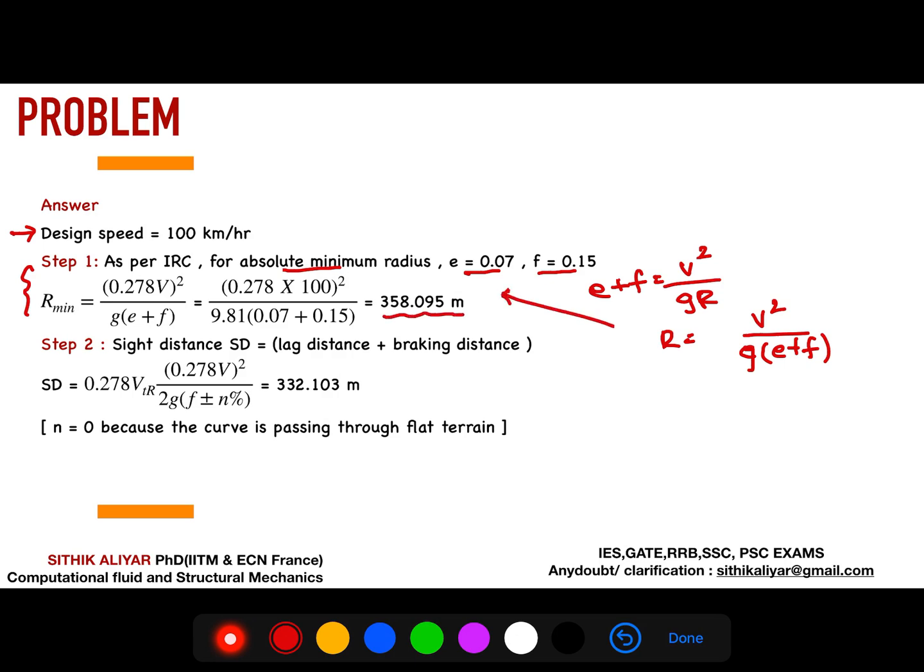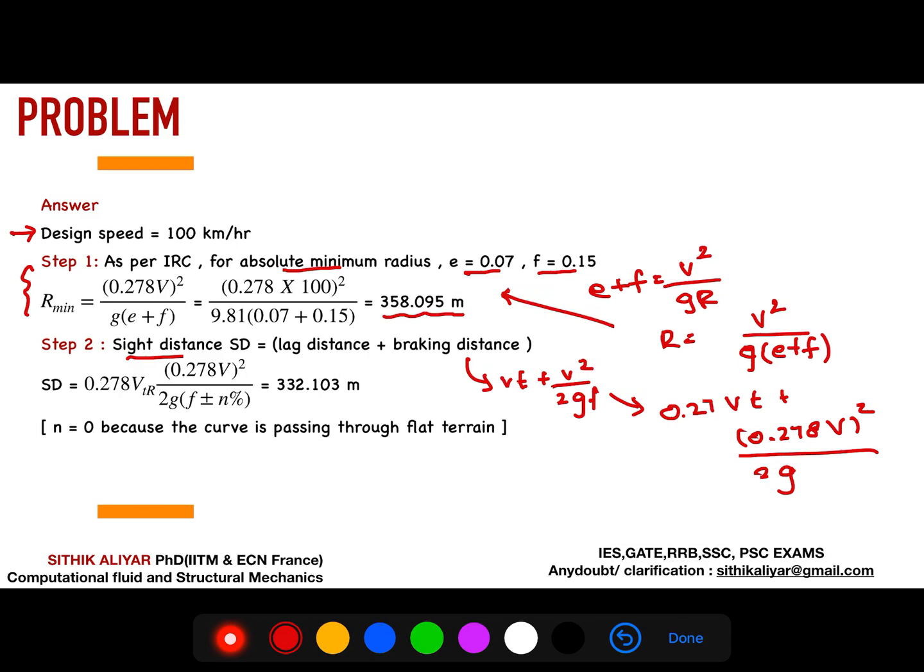Okay, step 2, there we have to find the side distance. If you remember the side distance formula, Vt plus v square by 2gf. If you convert this formula, which is in meter per second, to kilometer per hour, you have to write something like this: 0.278 V whole square divided by 2gf. You can see instead of v I have written 0.278 v. Here plus or minus n percentage is there. In this problem there is no gradient, so just substitute.